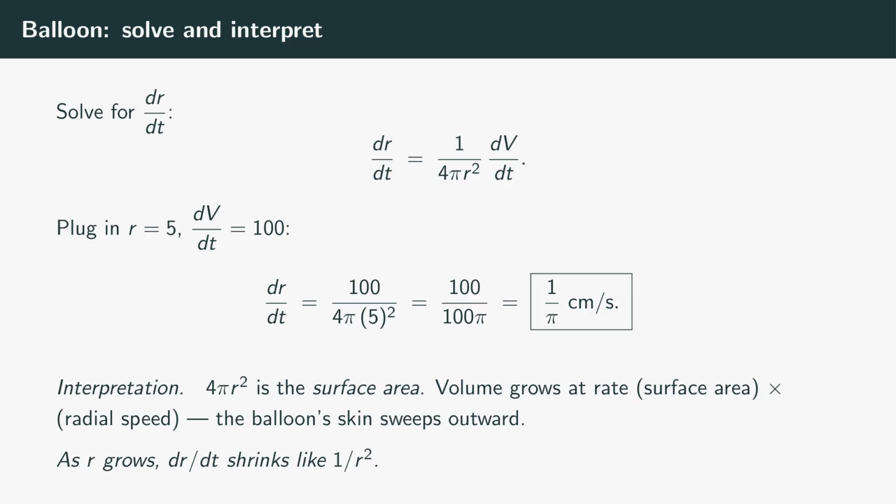One last observation, as the balloon gets bigger, the derivative of r with respect to t shrinks like 1 over r squared, even though we're pumping at a constant volume rate. Big balloon, slow growth. A spherical surface area grows as the square of radius, so the same volumetric input spreads thinner and thinner.